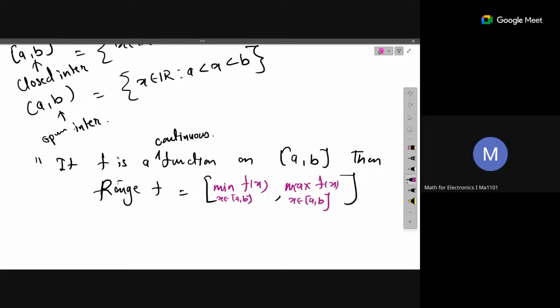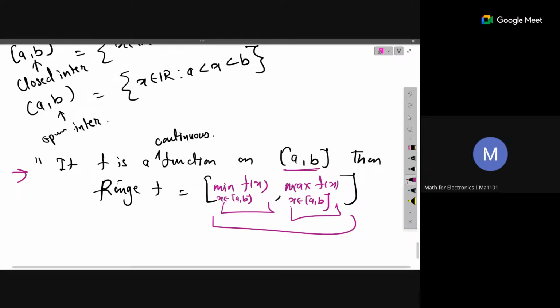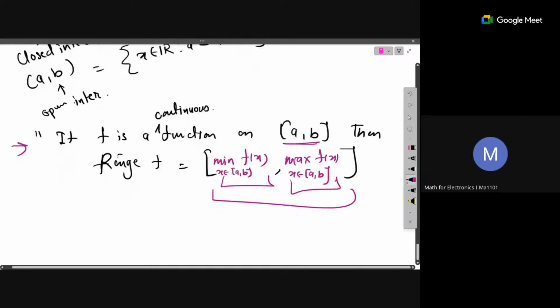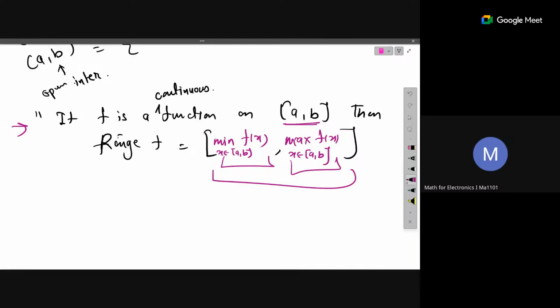So this is a very nice property of any continuous function. If you have a continuous function over some closed interval, then the range of that function is again an interval whose endpoints are the maximum and minimum values of the function. Is it clear? Any doubt in this remark? Because it's a very important thing, that the range of a function with the domain being an interval is again an interval itself, with these two particular endpoints.